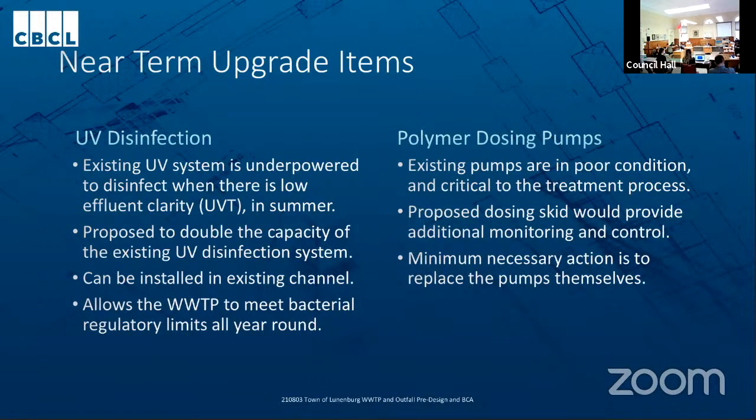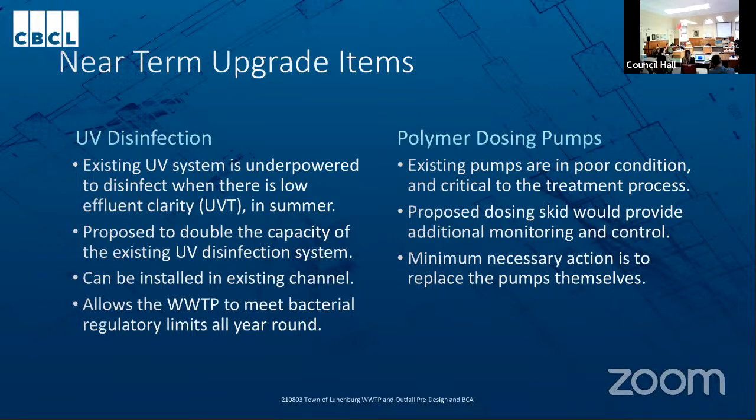The existing UV system is currently underpowered to provide a sufficient dose to the wastewater due to low UV transmittance in the summertime. This is influenced by TSS in the wastewater stream, overdosing of polymer, as well as color in the wastewater stream. It is proposed that we would increase the capacity of the UV system by adding an additional bank of UV directly upstream of the existing bank in the existing channel. This would allow the wastewater treatment plant to consistently meet all the bacterial regulatory limits year-round.